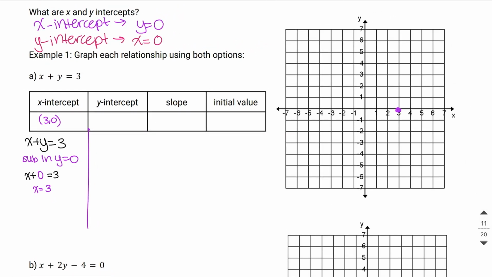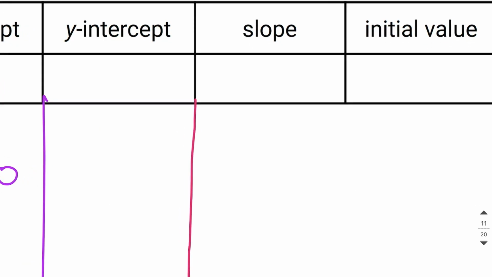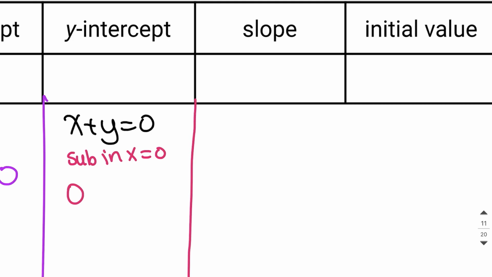So I'll put 3, 0, that's my x-intercept. Now to find my y-intercept, that will always happen when x is 0. So I will write down the equation, and this time I'm going to sub in x equals 0. So here I'm going to say 0 plus y.